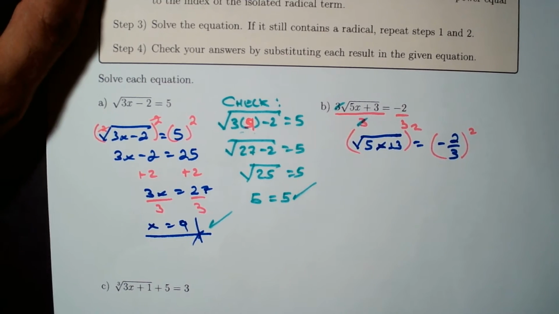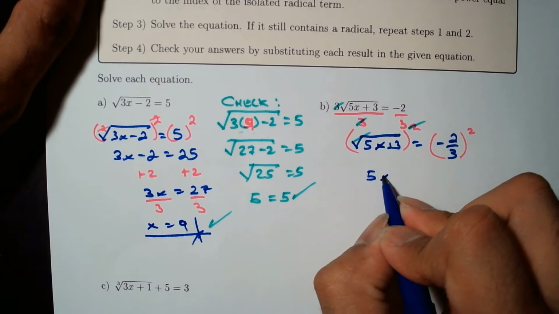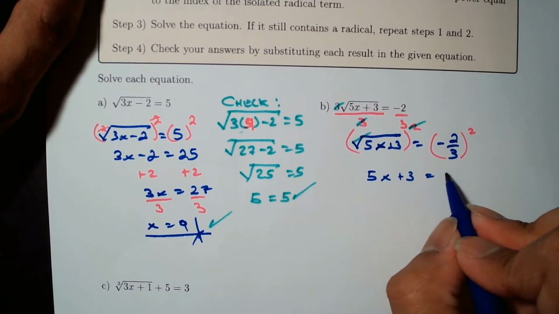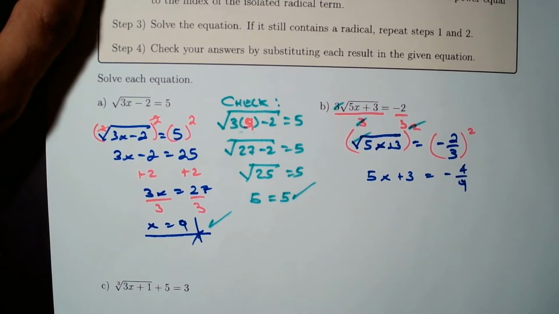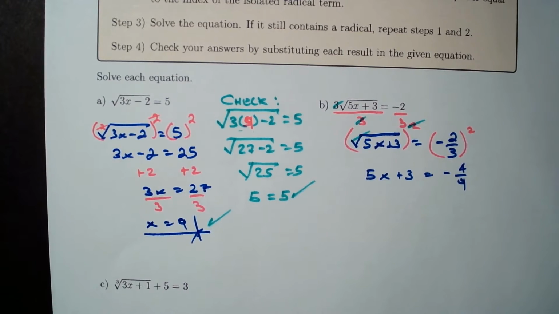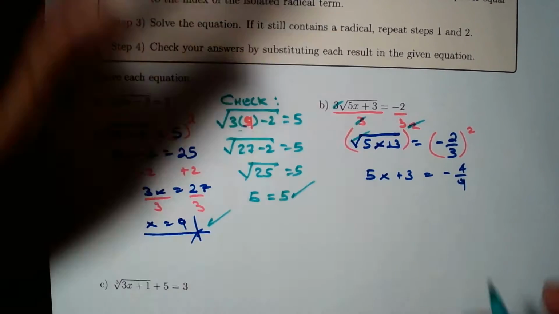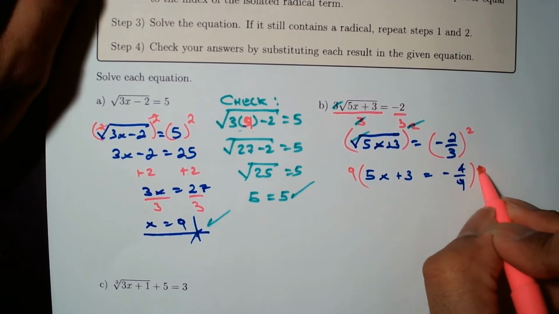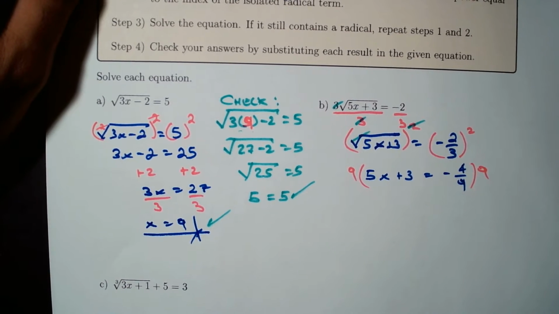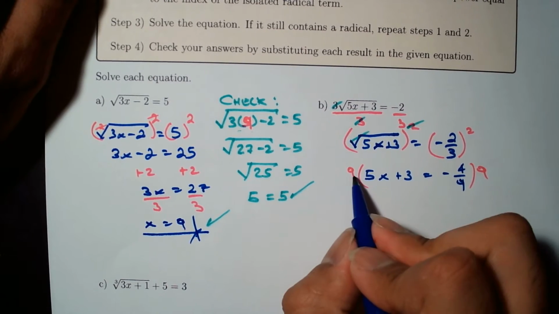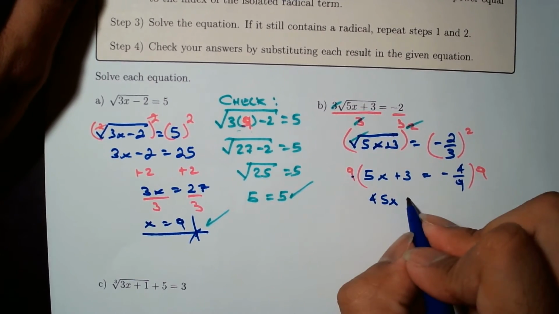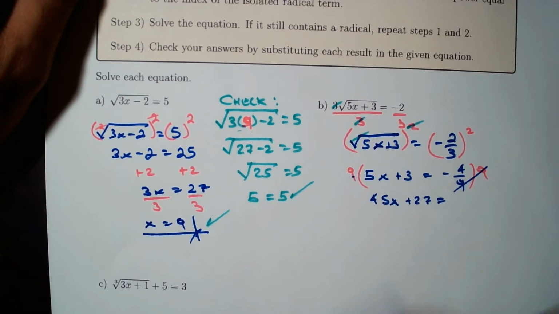When we square both sides, notice how these two cancel the index, leaving us with 5x plus 3 equals 4 over 9. There are a few ways to solve this equation. I'm going to multiply both sides by 9 so we're not left with any fractions. It's easier to work with integers only. 9 times 5 is 45x, and 9 times 3 is 27. And the 9s cancel on the right, leaving 4.